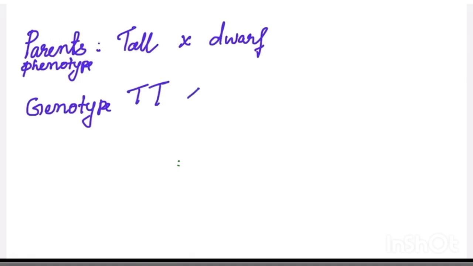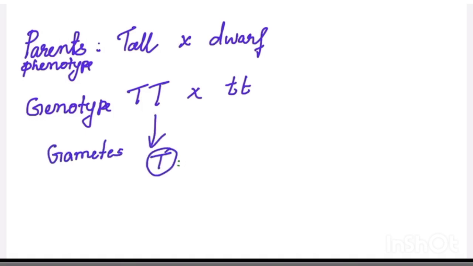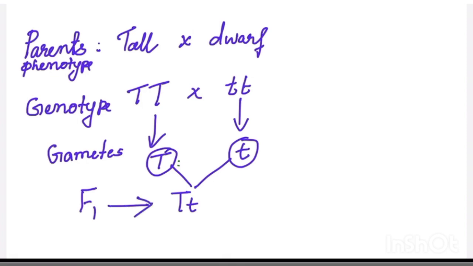Now, what is the genotype of pure tall and dwarf? Yes, capital T, capital T. Dwarf is small t, small t. Why is small t given for dwarf? Because it is a recessive character. Here, parents are homozygous, so they produce only one type of gametes. Tall gives capital T, dwarf gives small t. These two gametes fuse to form the F1 progeny, or first filial generation.